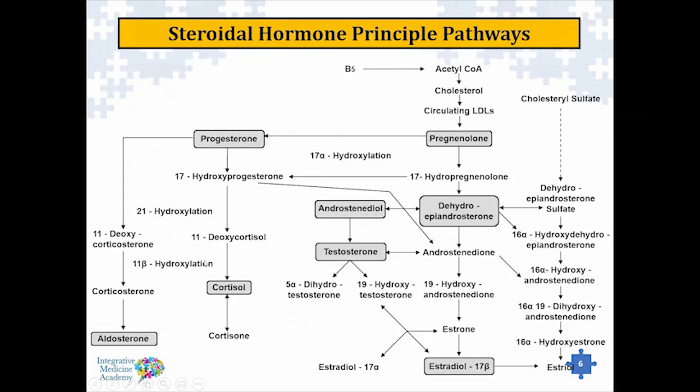This is your steroidal hormone principal pathways. If you look at this slide, we've got pregnenolone, progesterone, cortisol, estradiol, testosterone, DHEA. Any of these pathways move back and forth, but the bottom line is that they all are derived from a baseline level of cholesterol. So cholesterol is part of the steroidal hormone pathways for all of these hormones.